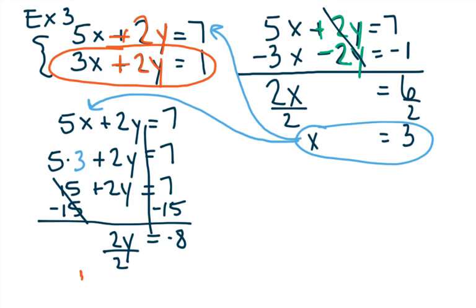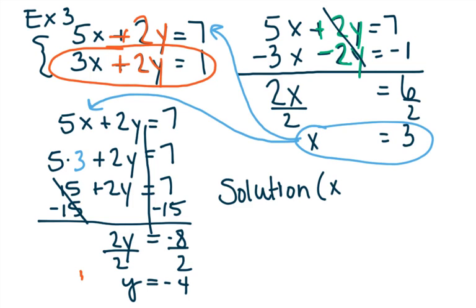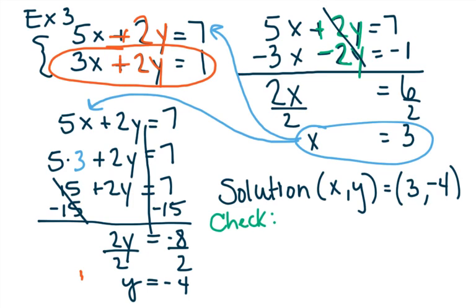And then divide both sides by 2. So my solution for y is negative 4, which means the solution to the system is the point x, y, and in this case that would be 3, negative 4. So what's left to do is to check to make sure that it works in the second equation. The second equation was 3x plus 2y equals 1. So I'm going to plug 3 in for the x, and I'm going to plug negative 4 in for the y.